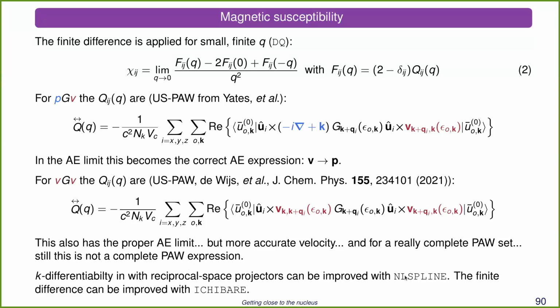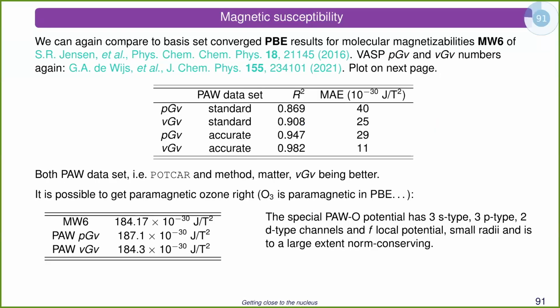NL spline, we mentioned, can be important here, so that the reciprocal space operators are differentiable in the second derivative. This can play a role. Also, you can approximate this better with more displacements in Q space, controlling the error. In practice, you don't have to do that in most cases. Okay, let's look at how good this is, PGV and VGV.